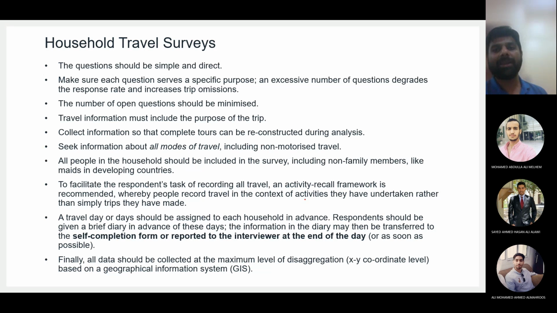Minimize the number of open-ended questions. Open-ended means, for example, if I ask you what is your age, and then I give a blank, this is open-ended. I ask you about your income, I give a blank, open-ended. But if I ask you about your age, and then I give you options, is your age between 0 and 10, 10 and 20, 20 and 30? This is easier to answer.